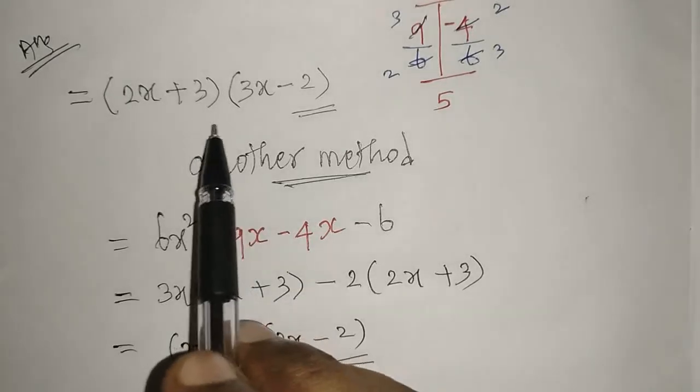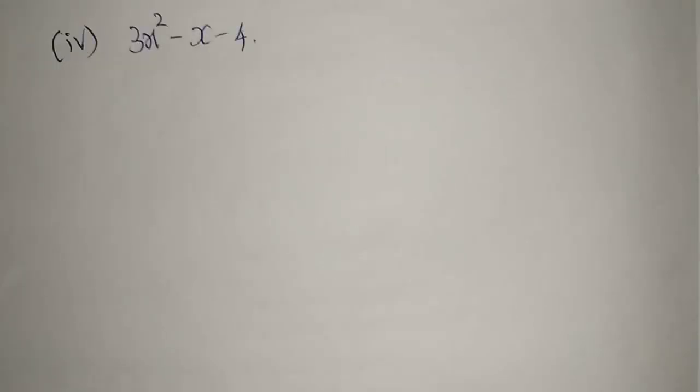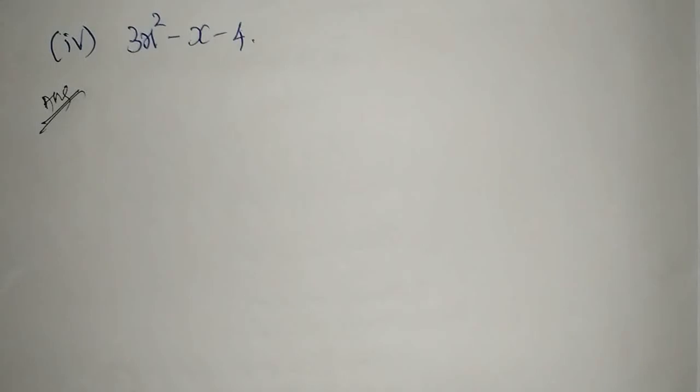Same thing only I was given there also. I hope you will understand both the I factor method and the middle term splitting method. Now we'll go for the next one. Fourth one, 3x square minus x minus 4. We'll go for the answer. First we'll go for I factor.